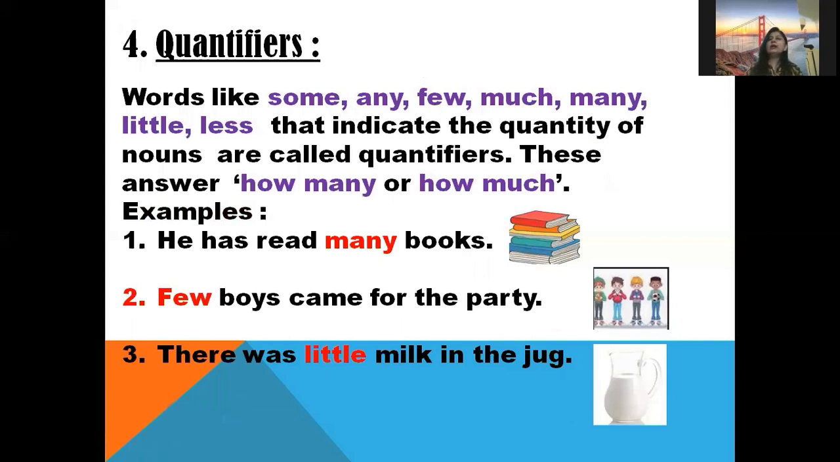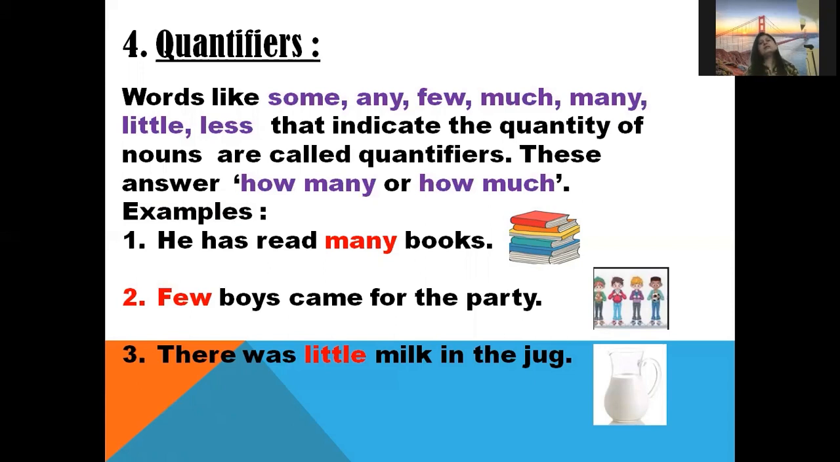Now let us move to the next determiner. The next determiner is quantifiers. Quantifiers, as the name specifies, relate to quantity. These words indicate the quantity of nouns, or we can say the amount of nouns. Like for example, some, any, few, much, many, little, less. They answer the question how many or how much.